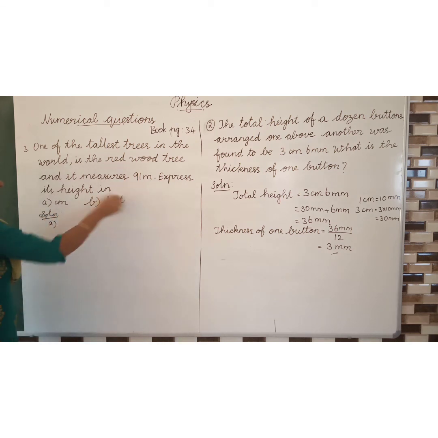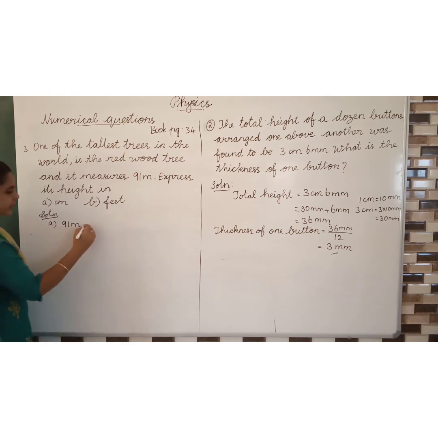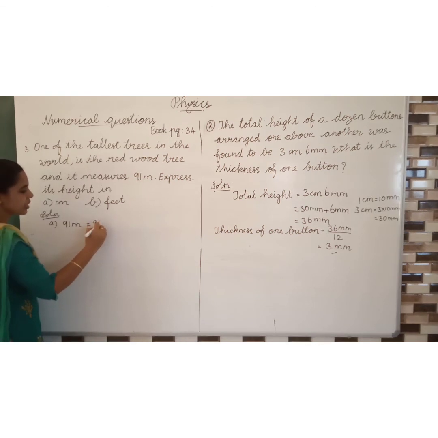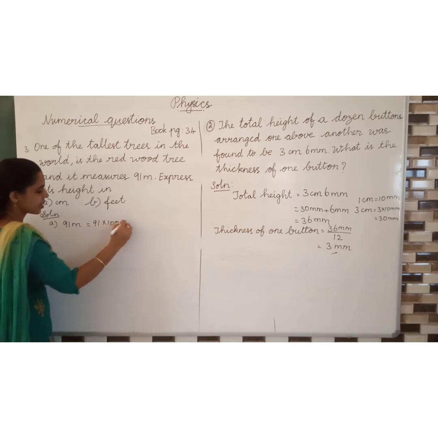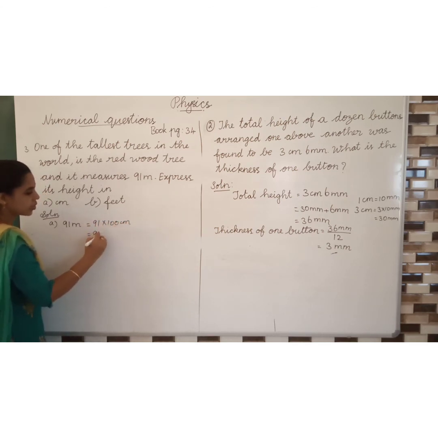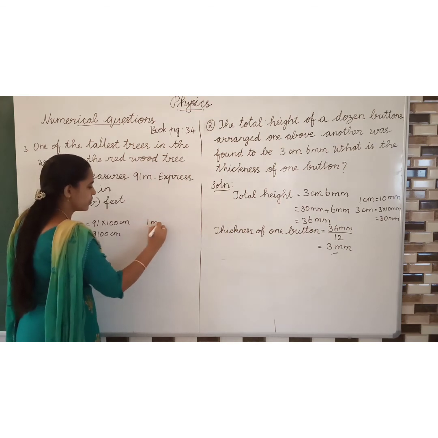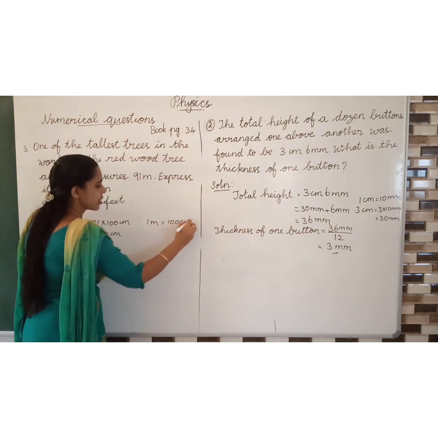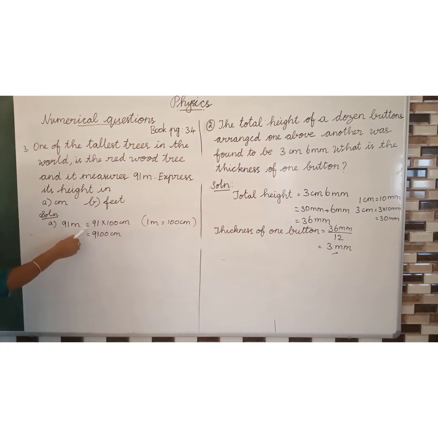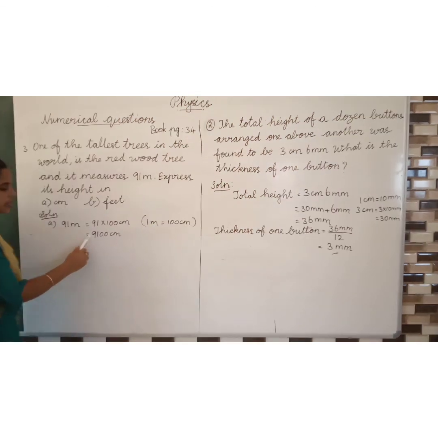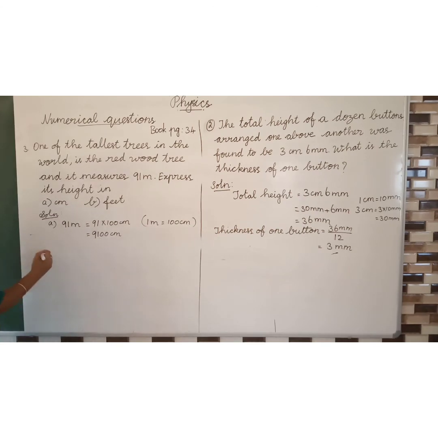Part A. Express its height in centimeter. Here the answer is in meter. Okay, 91 meter. This we have to convert into centimeter. When we convert to centimeter, 91 into 100 centimeter is equal to 9100 centimeter. How is it? 1 meter equal to 100 centimeter. From here, 91 meter equal to 91 into 100 centimeter is equal to 9100 centimeter.